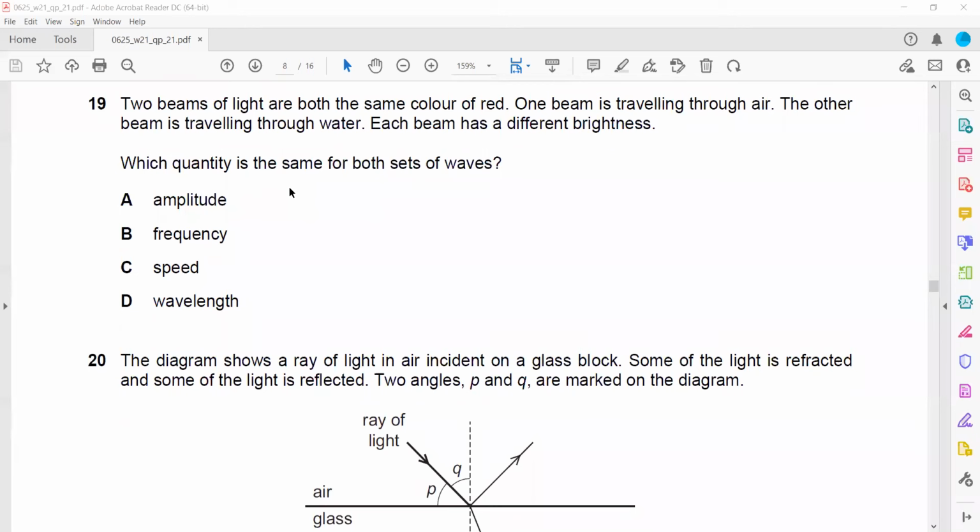Question 19, two beams of light are both the same color, red. One beam is traveling through air, the other is traveling through water. Each beam has a different brightness. Which quantity is the same for the two waves? Because they are the same color, they should have the same frequency. If a wave travels from one medium to another, the quantity which remains constant is frequency. So remember, frequency never changes for a wave. The speed can change, the wavelength can change, but the frequency remains unchanged.